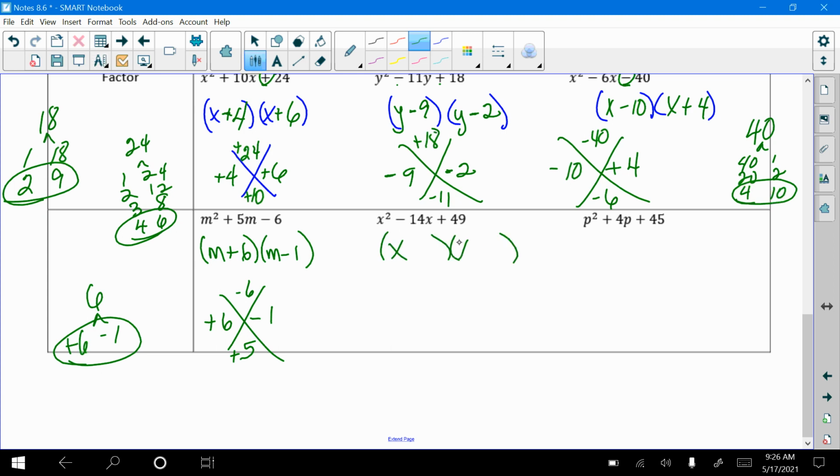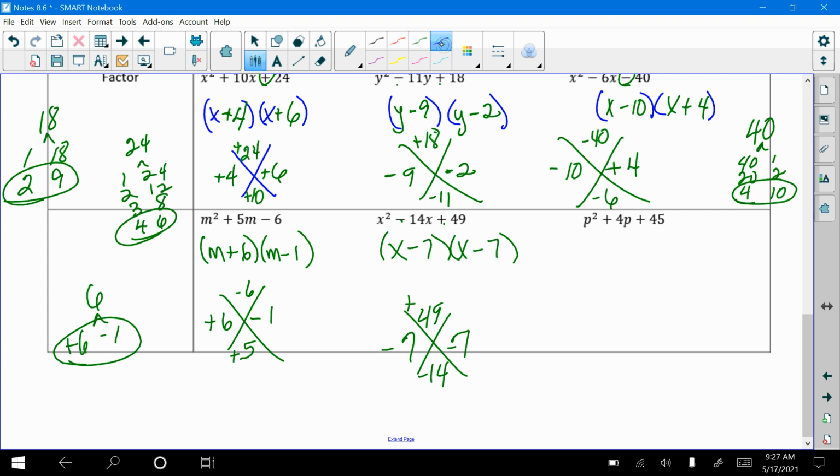I've got x and x. Same signs, both negative. Negative 14. I have 49 is a perfect square, and I know that 7, so 7 and 7. 7 times 7 is 49, and negative 7 plus negative 7 is negative 14. So negative 7, negative 7.